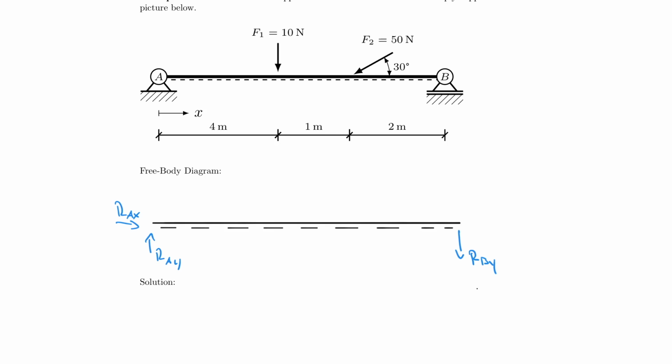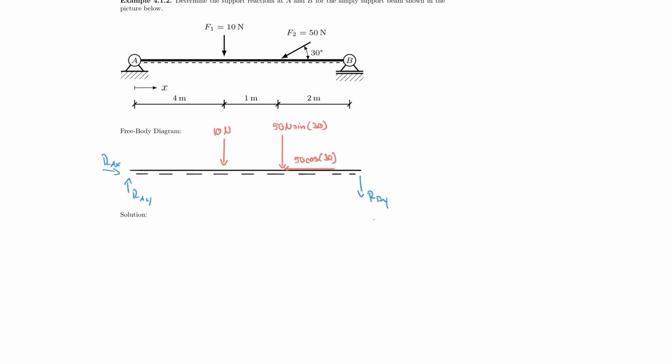All right, now I have forces acting on there, so I have 10 Newton in this direction, and I make my life easier if I break the 50 Newton force down into a vertical and a horizontal component. So let's call this here 50 Newton times sine of 30. And then I also have a horizontal component which is equal to 50 cosine of 30. And now we can write out the equilibrium equations for this system.